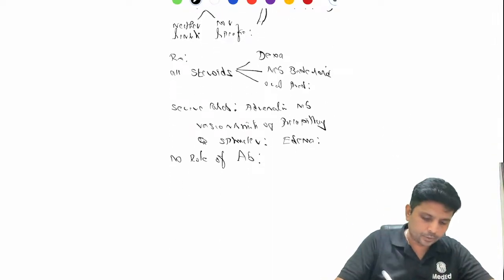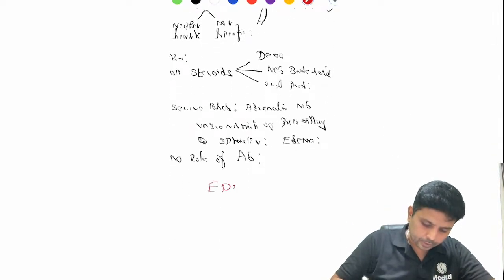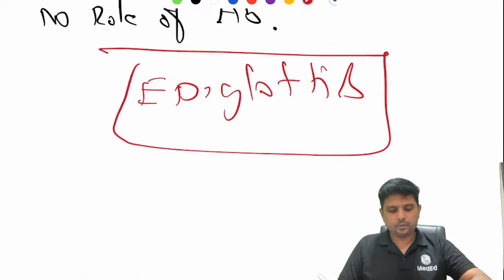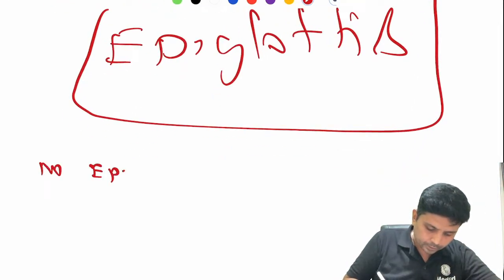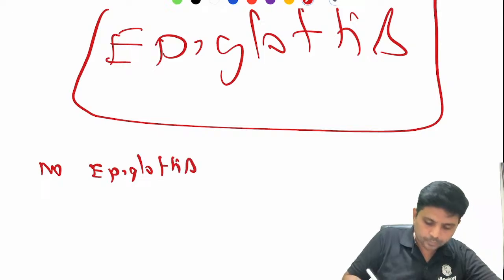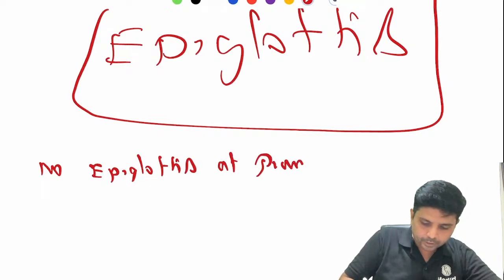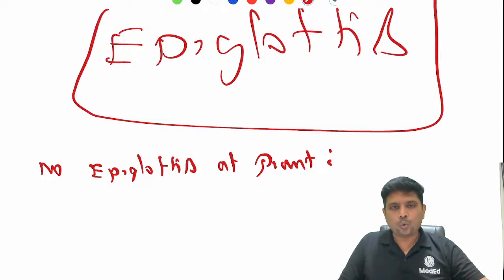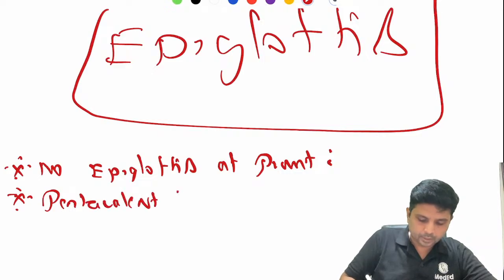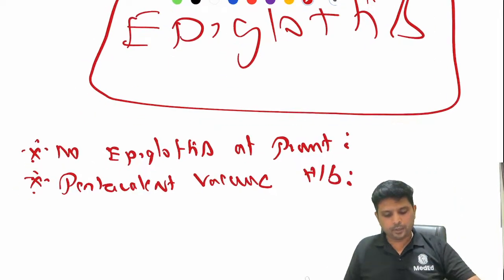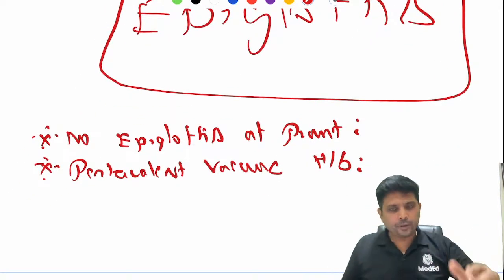Then comes epiglottitis. Literally, there are no epiglottitis cases at present. We don't see any epiglottitis cases. Why? The answer is very simple. Because of the pentavalent vaccine that the government is giving, which includes Hib. So there is no epiglottitis at all.